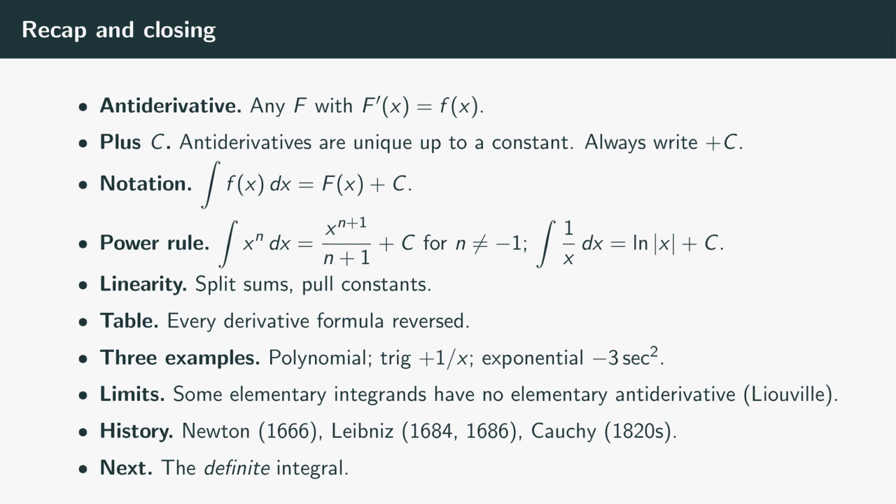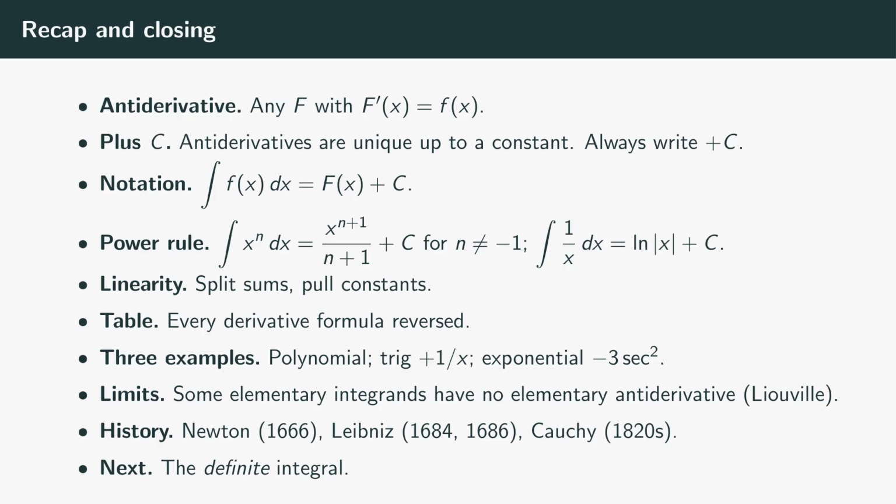The power rule reverses to give x to the n plus 1 over n plus 1, valid for every real n except minus 1, where 1 over x integrates to the natural log of the absolute value of x. Integration is linear. The standard table is every derivative formula run backwards: trigonometric, exponential, log, inverse trig. We worked 3 examples: a polynomial, a mix of sine and 1 over x, and a mix of exponential and secant squared. And every one followed the same algorithm: linearity, table lookup, reassemble, plus c, differentiate to verify.